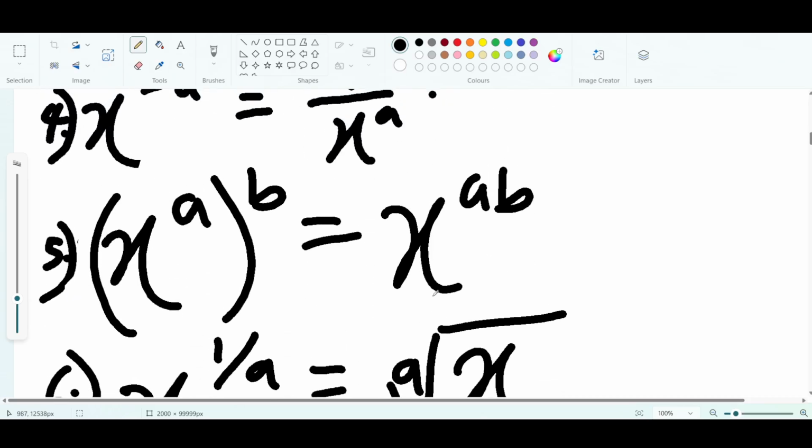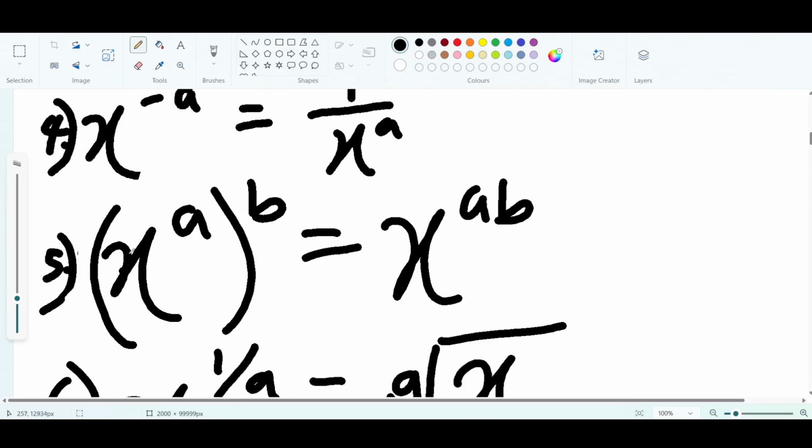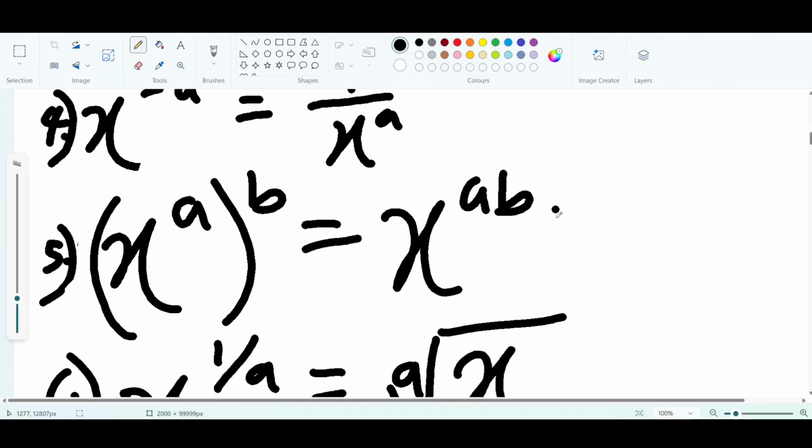Now the fifth law of indices says x raised to power a, in brackets, raised to power b. Whenever we have one power inside the brackets and a second power outside the brackets, the two powers will multiply each other. When this one is within a bracket and this one is outside the brackets, they are as good as multiplying each other. So it becomes x raised to power ab. This is the fifth law of indices.